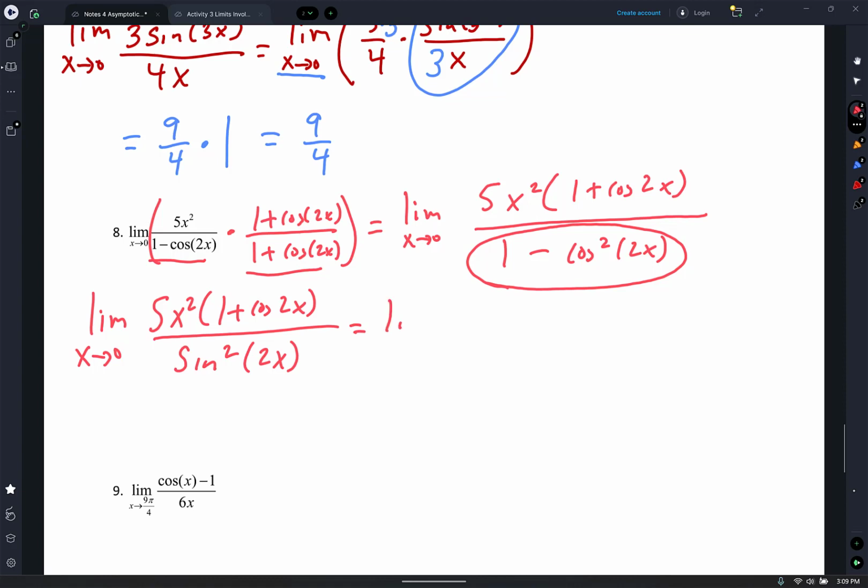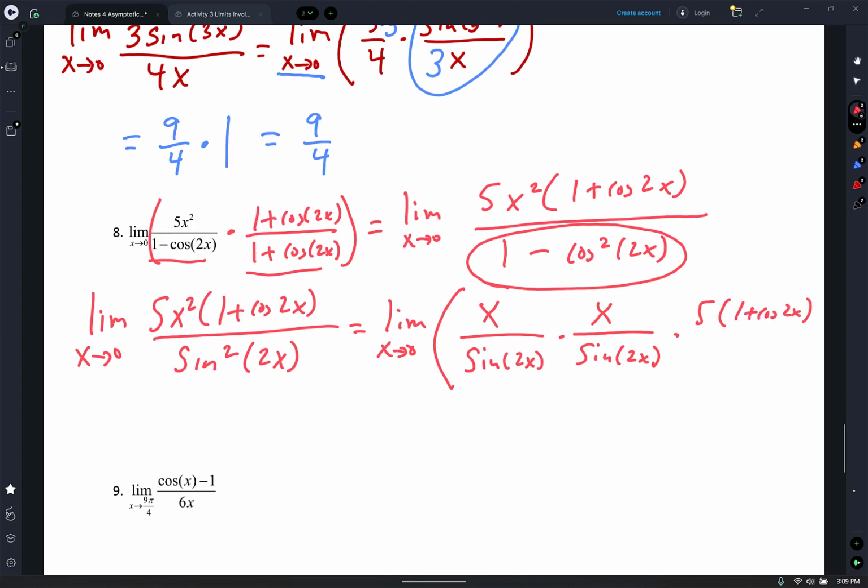So I'm going to write it like this. I'm going to expand it, limit as x approaches 0, giant parenthesis. I'm going to write it like this: x over sine 2x times x over sine 2x times, let's see, what have I not used? 5 parenthesis 1 plus cosine 2x over 1. That's fine. That's the same thing. I know, guys, it can be hard, but it's kind of like a little puzzle. You get better the more you use it.